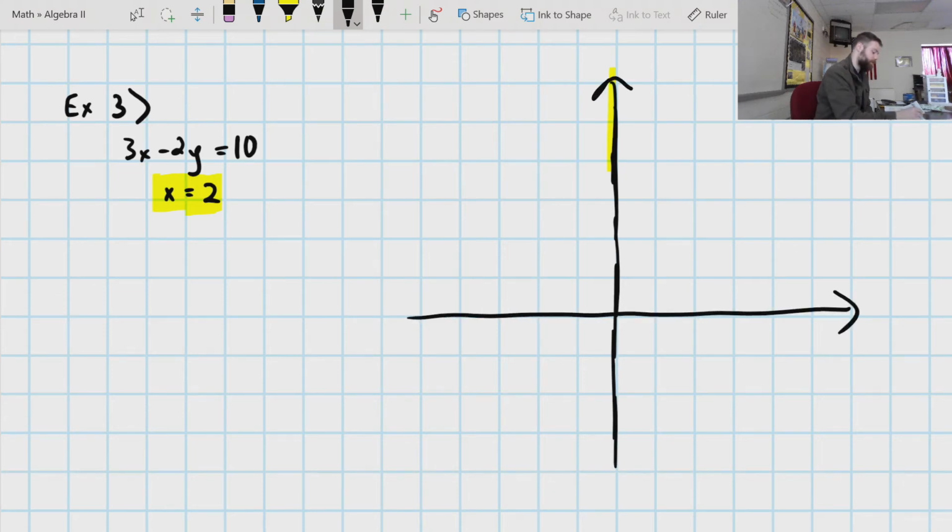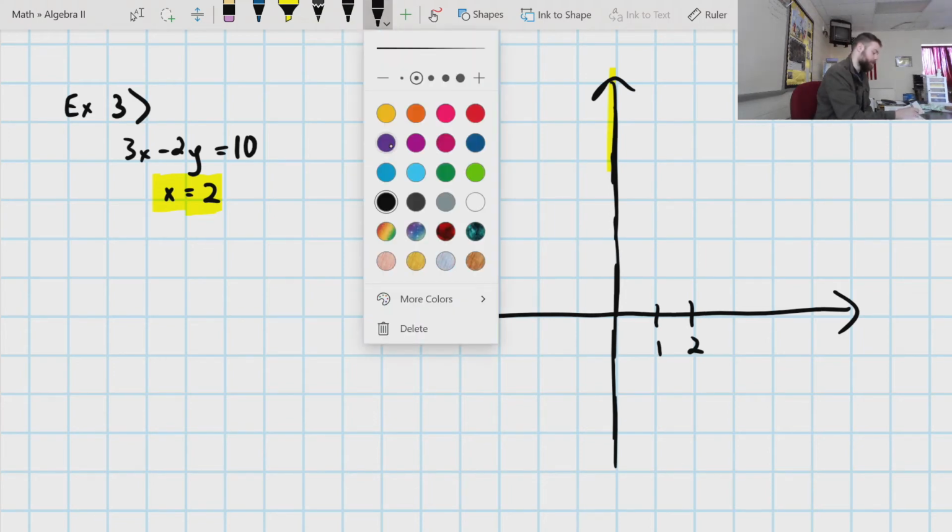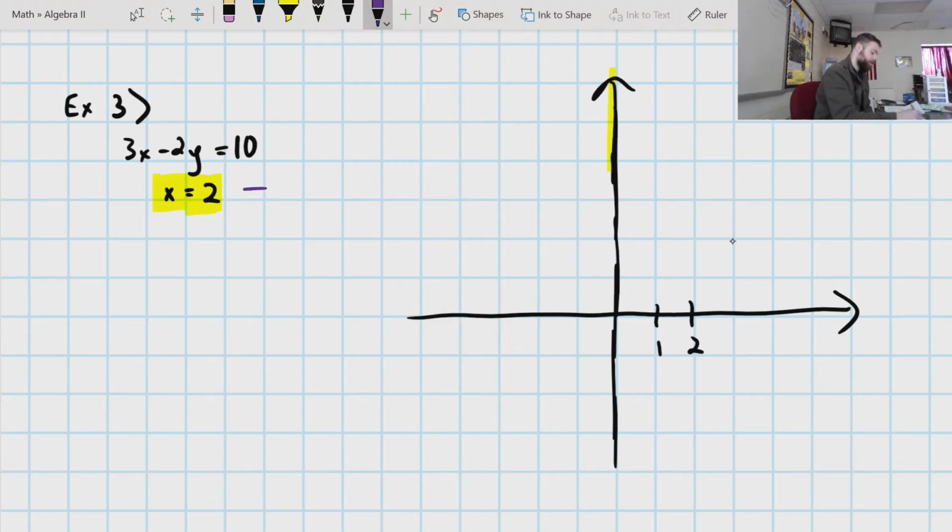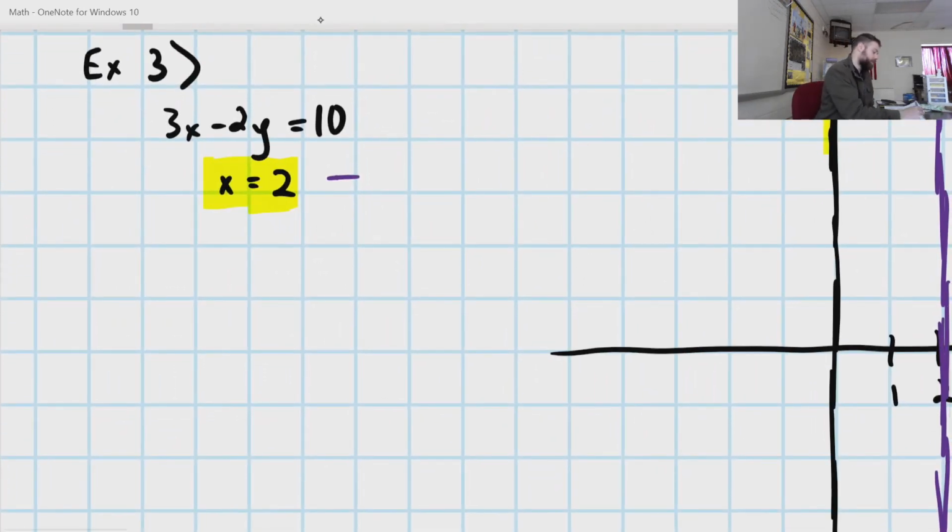So all I'm going to do is find x equals 2 on the x-axis, so 1, 2. And then at 2 there, I'm just going to graph a straight vertical line, and this time I'm going to do it in my new favorite color, which is indigo. So straight up and down there. So that's what that line looks like, and that's it. We're done. So if you get x equals number, you go to that number on the x-axis, draw a vertical line all the way through. Just straight up and down, no slope. You're done.